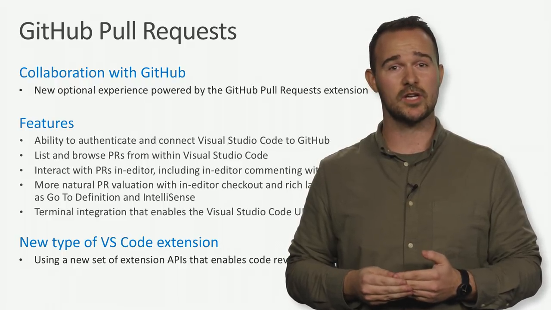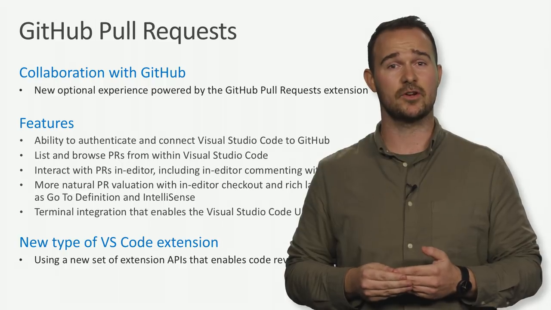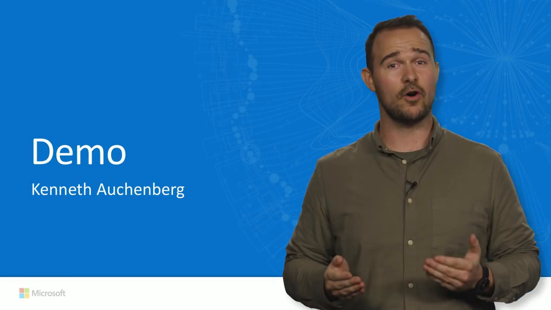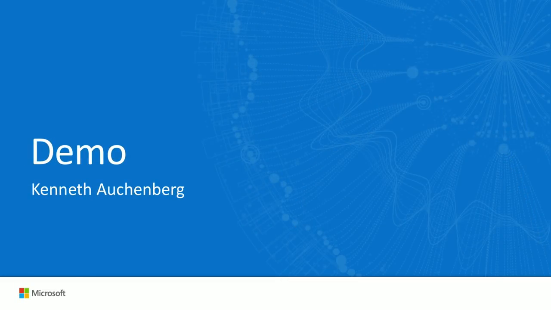GitHub pull requests is a new type of VS Code extension. It's powered by a new set of APIs we have baked into the core of VS Code in order to enable code reviews and commenting. But enough talk, let me show you how it works.